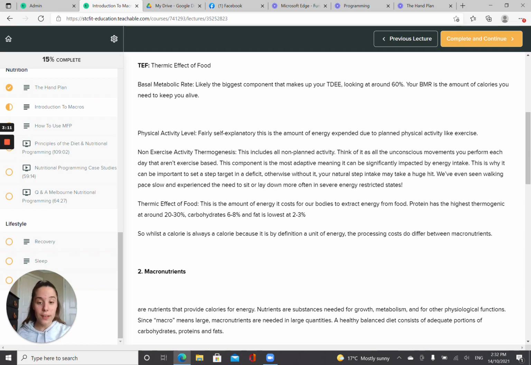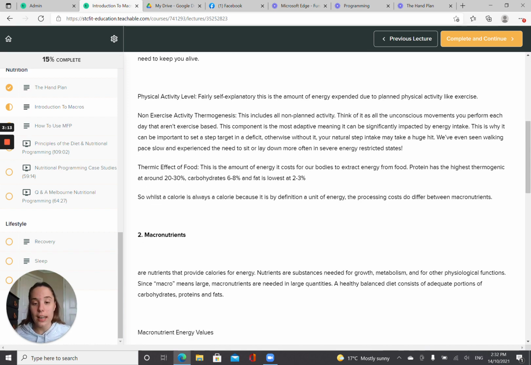Lastly, we've got the thermic effect of food. This is the amount of energy that it takes for our bodies to extract energy from food. Protein has the highest thermogenic effect at around 20 to 30%, carbohydrates are 6 to 8%, and fat is the lowest at 2 to 3%.